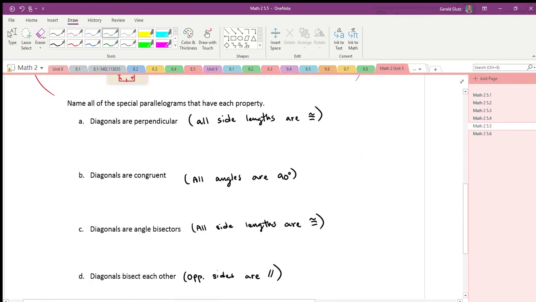So getting into the notes here, name all the special parallelograms that have each property. Part A, all the types of parallelograms that have diagonals that are perpendicular. I've written some other notes to help us figure out what these are. If the diagonals are perpendicular, then that means all side lengths have to be congruent. So the only two things that have all side lengths congruent are rhombuses and squares.